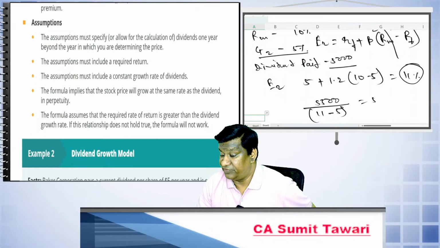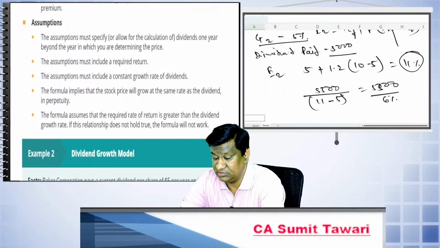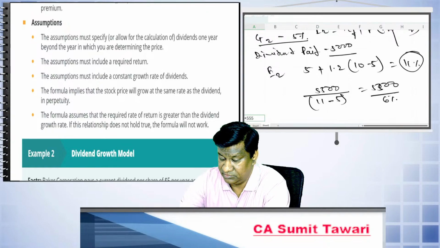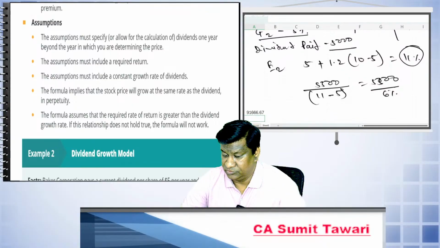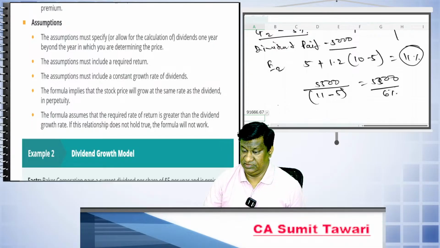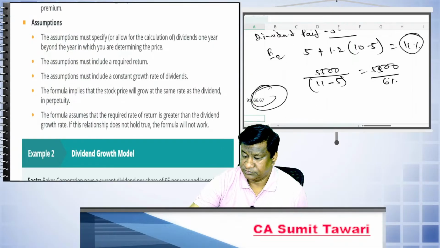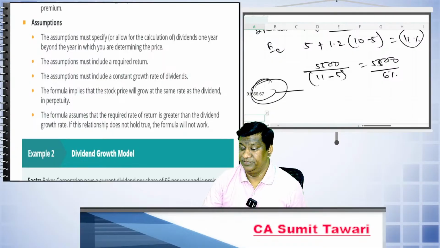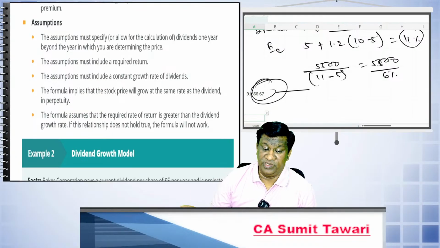So it is 5,500 divided by 6%. And if I calculate this, the value of the share is 91,667. Are you able to get it? In this way also you may get the problem.